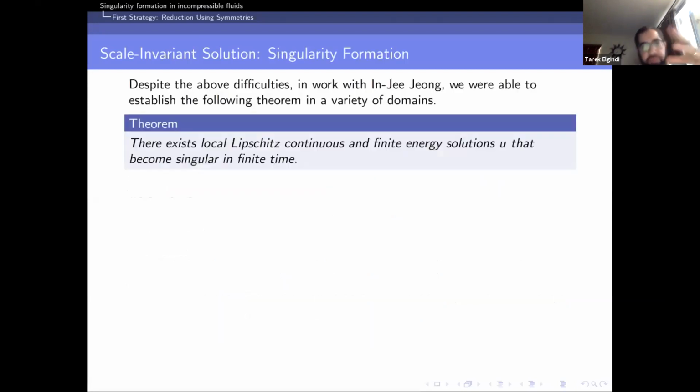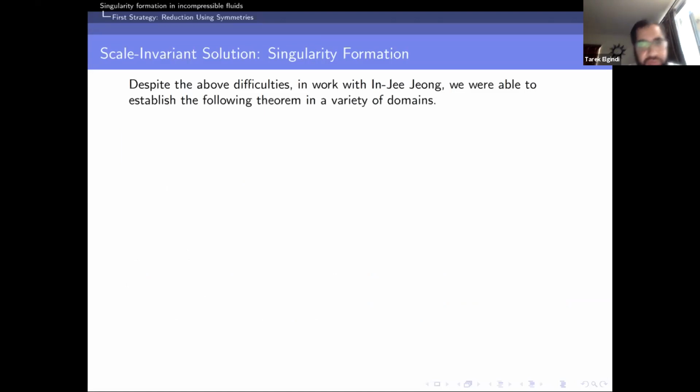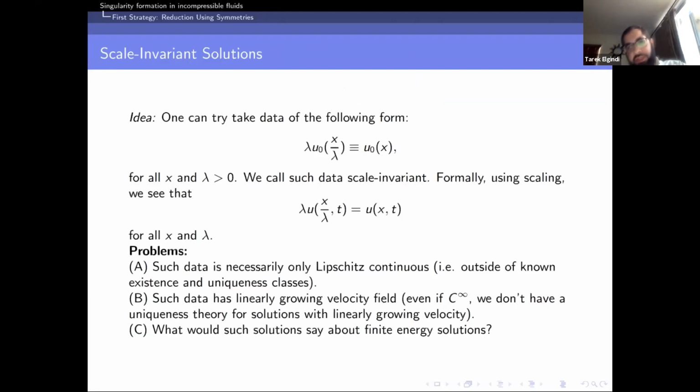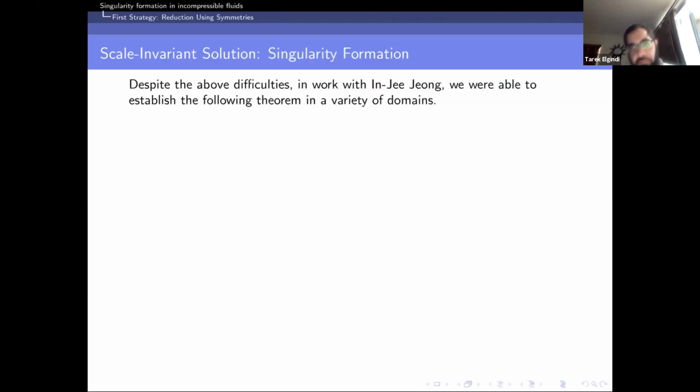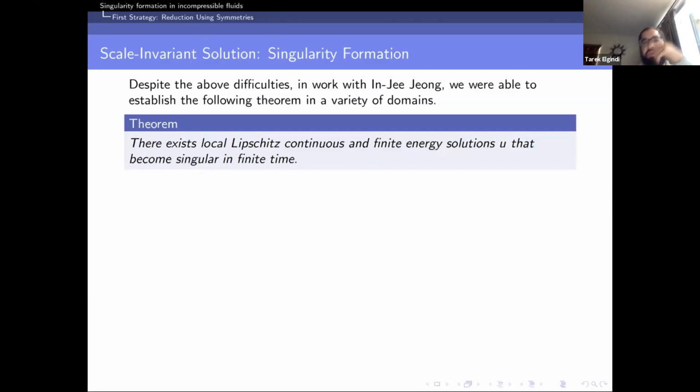Okay, so despite this, we were able to use this. I'm not going to go into great details on this issue, so I am just pointing it out as an interesting direction of study. There are still, I think, many open questions that one could consider. So using the scale invariance idea, with Ng-Jiang, we could establish the following type of general theorem.